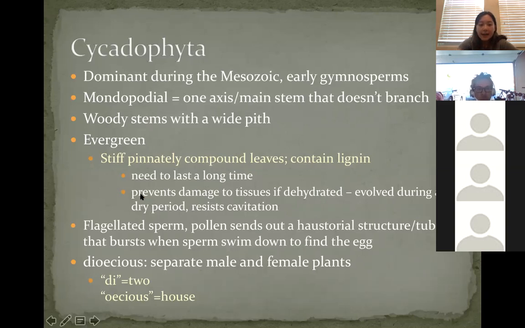So they do still have flagellated sperm, so their pollen is going to send out a haustorial tube or structure that'll essentially burst when the sperm swim down to find the egg. Most cycads are dioecious, meaning that they have separate male and female plants as well.